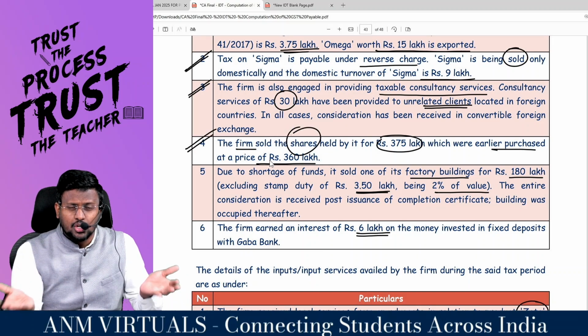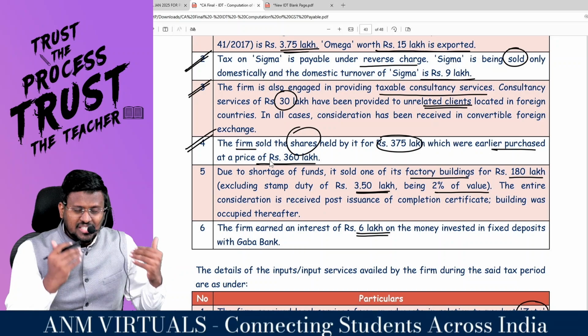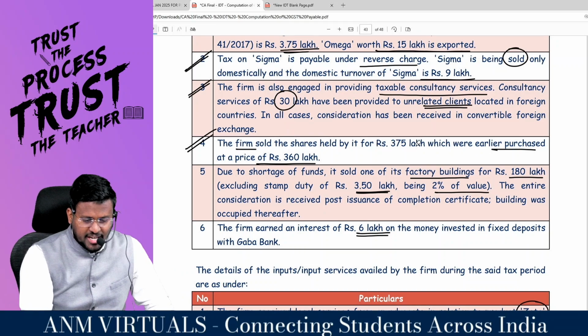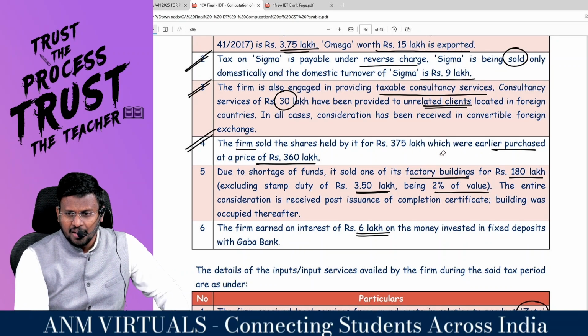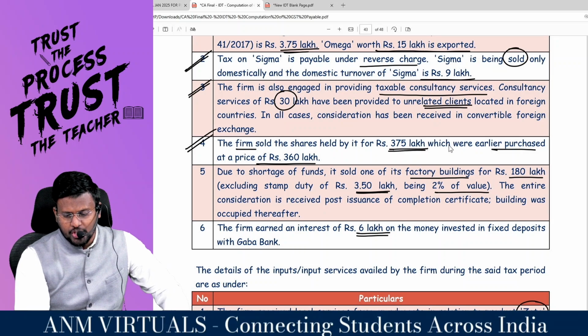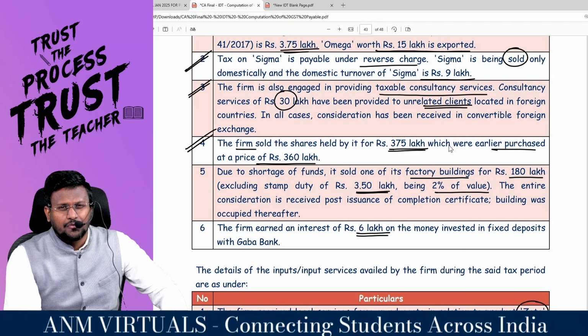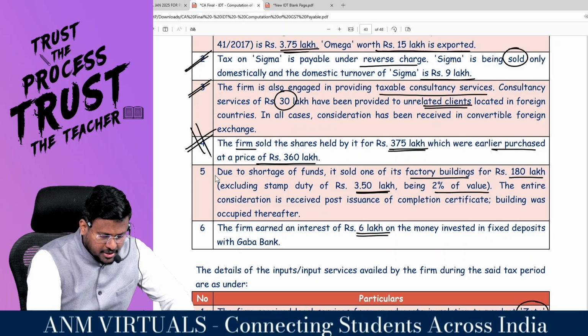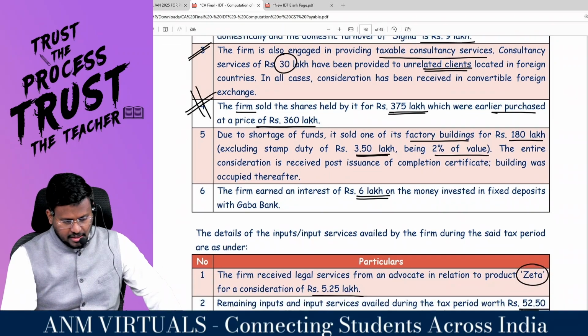Shares are neither goods nor services. The goods and services definitions exclude money and securities. Securities held by it were sold for 370 lakh, which were earlier purchased at a price of 360 lakhs. That means no need to collect any output tax on this item.